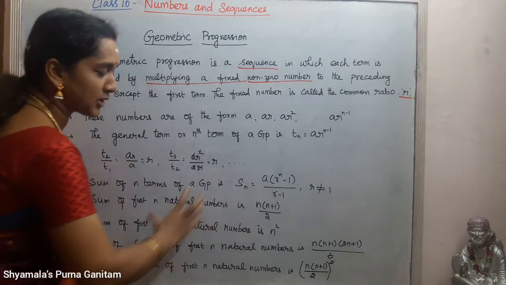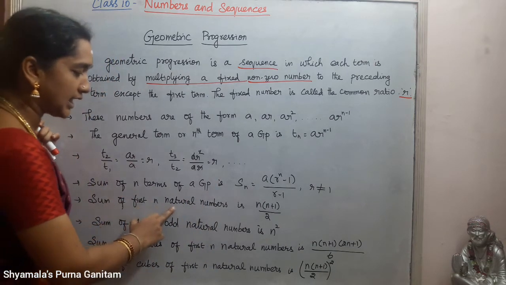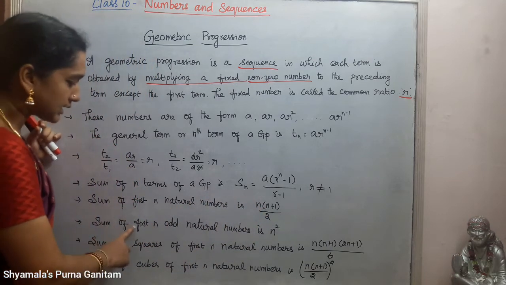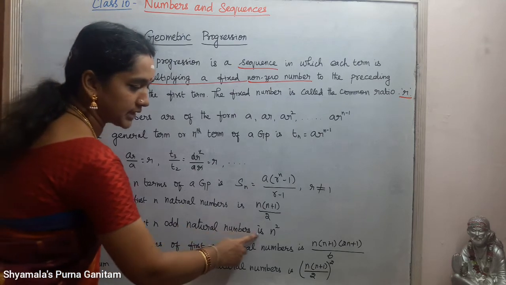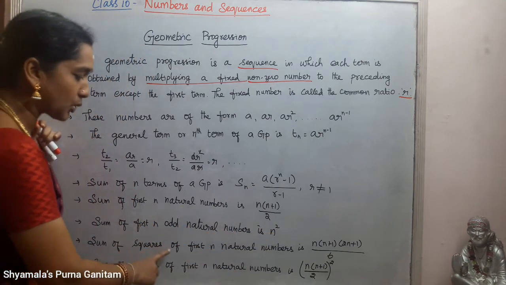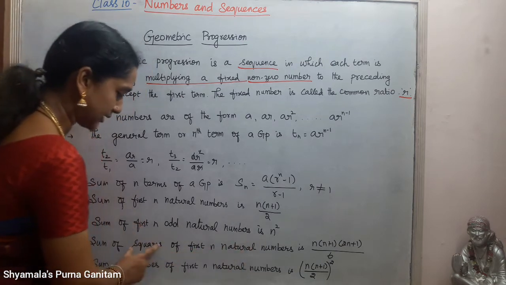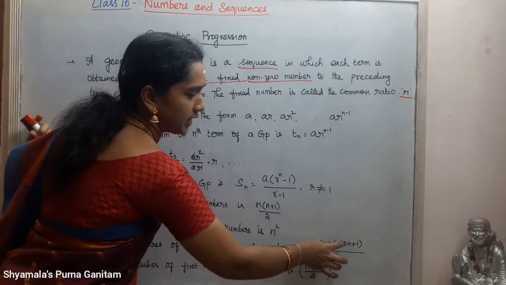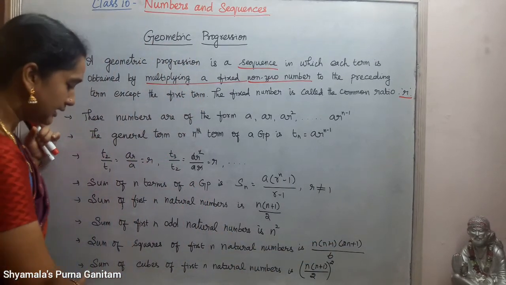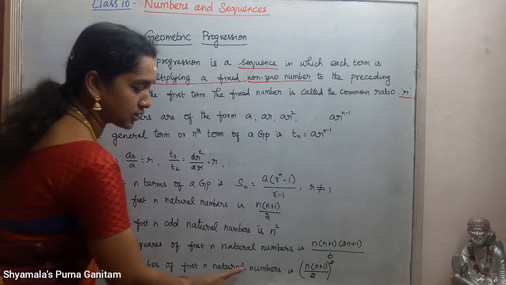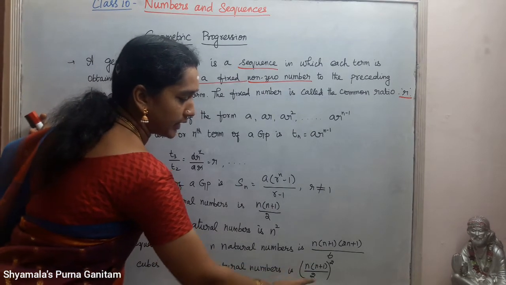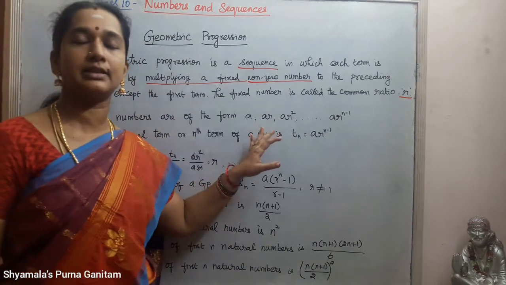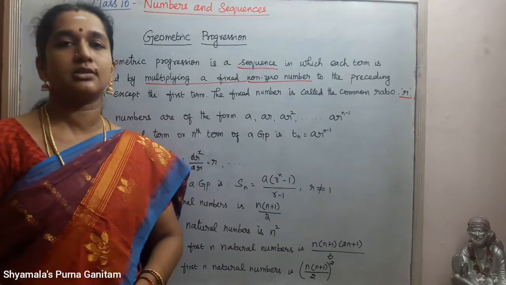Then sum of first n. So these are some special formulas. Sum of first n natural numbers is n into n plus 1 by 2. Sum of first n odd natural numbers is n squared. Sum of squares of first n natural numbers is n into n plus 1 into 2n plus 1 by 6. Sum of cubes of first n natural numbers is n into n plus 1 by 2 the whole square. So we have to remember all these points before doing the exercise sums of geometric progressions.